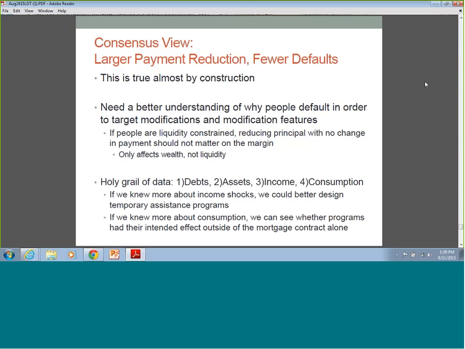And I see John Stablehouse nodding his head. The SPF will help us to get at this a bit more going forward.